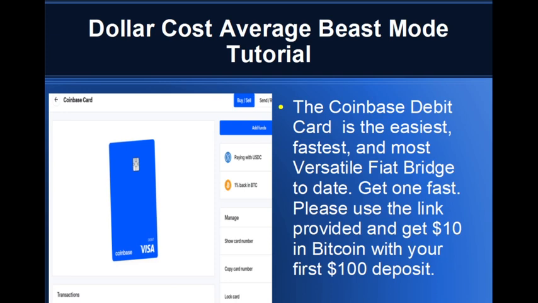There are plenty of tutorials out there on how to set up a Coinbase account, going through KYC and AML, that's know your customer and anti-money laundering. So I'm not going to go into that.